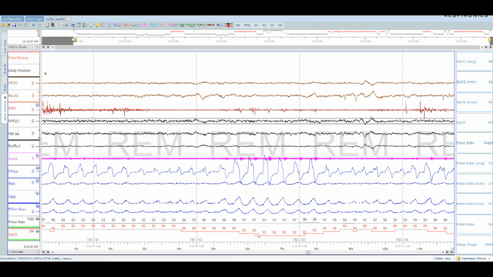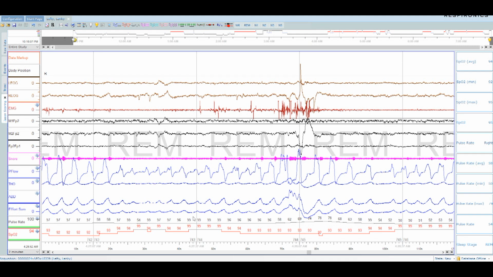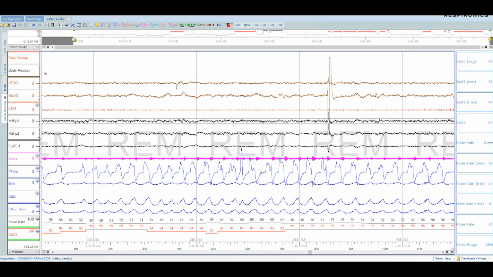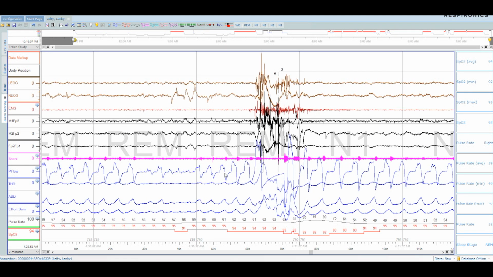3% desaturation, decrease in airflow, no arousal, therefore nothing. Another 3% desaturation. There is an arousal, so this gets to be my good friend, Mr. RIRA. Hopefully you guys are finding this helpful. Another RIRA in REM. How curious.